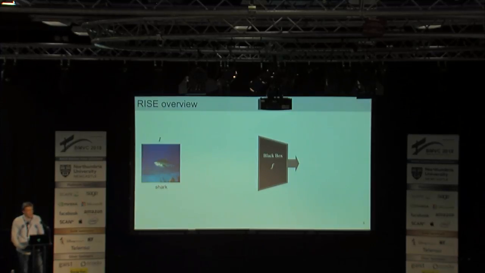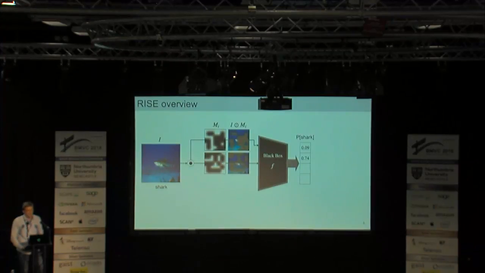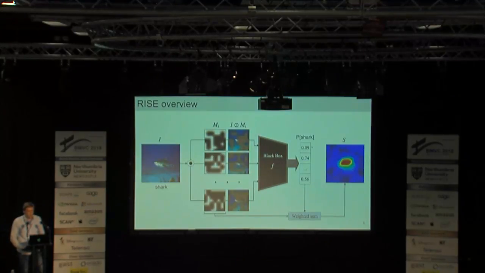Let me walk you through our approach. The idea is really simple. So given a black box model, for example, an image classifier that we would like to explain, and given an image I and a category that we want to see the explanation for, here we are looking for the explanation of shark, what we do is generate a bunch of random masks, M, and we apply them to the image by using element-wise multiplication. Then we feed the masked images through the black box model and observe the scores they produce. We do it for many generated masks, and every time we observe the probability. After that, we simply average the masks with respect to their weights, to their scores, and treat the result as a saliency map.